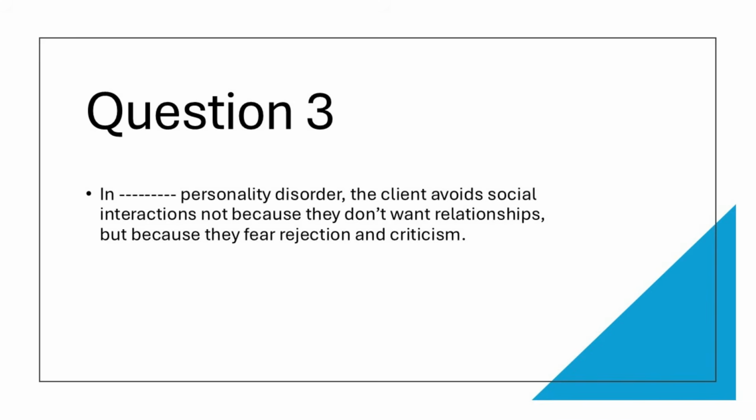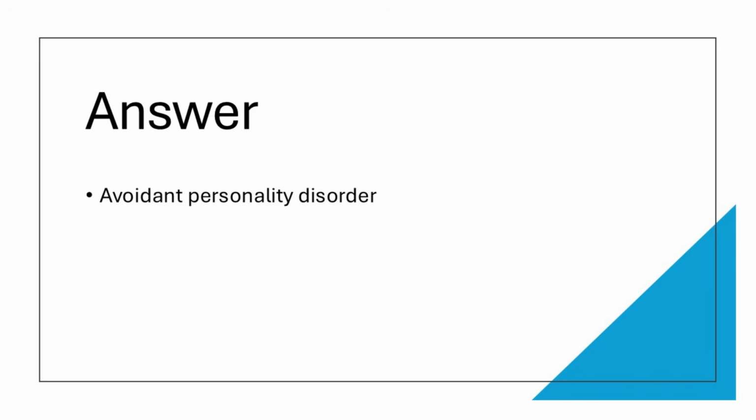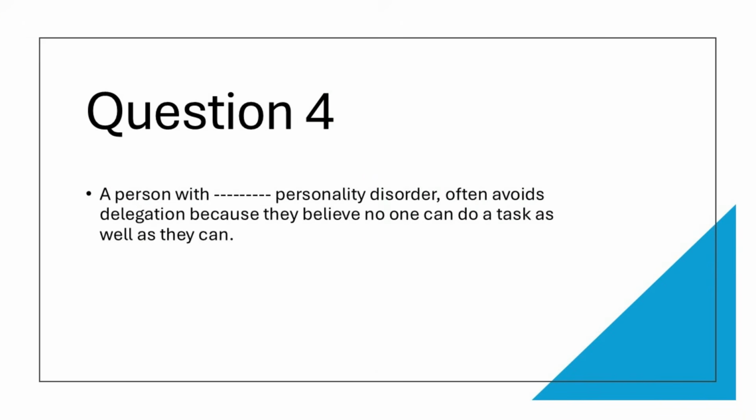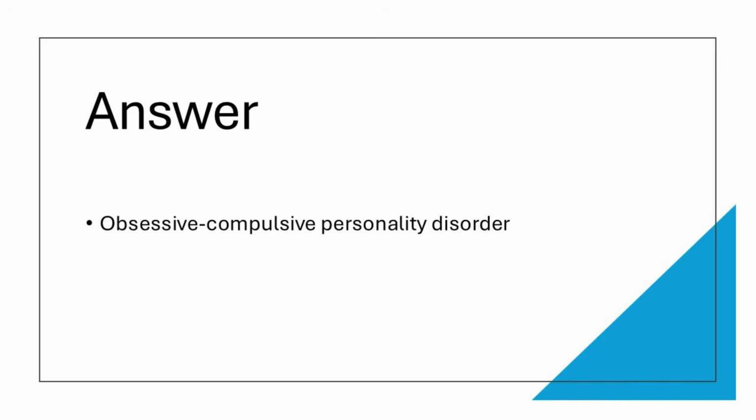Question 3. In blank personality disorder, the client avoids social interaction, not because they don't want relationships, but because they fear rejection and criticism. So the answer for this will be avoidant personality disorder. Question 4. A person with blank personality disorder often avoids delegation because they believe no one can do a task as well as they can. The answer will be obsessive-compulsive personality disorder.